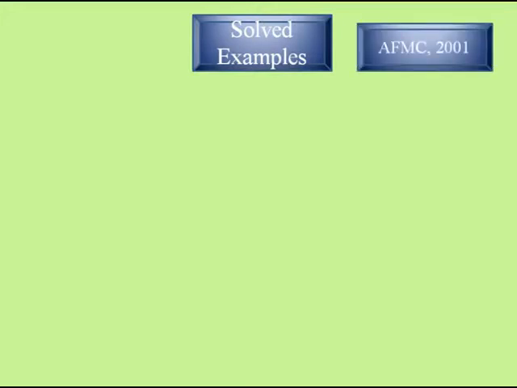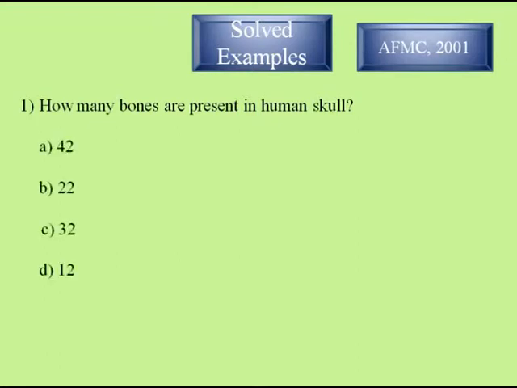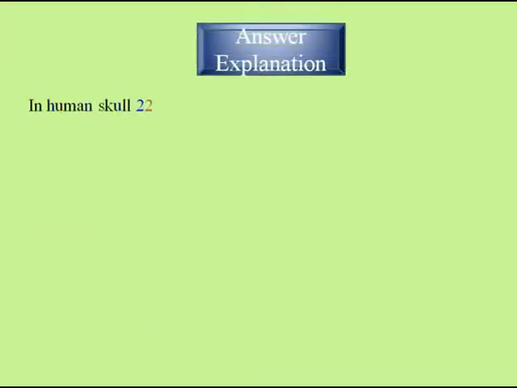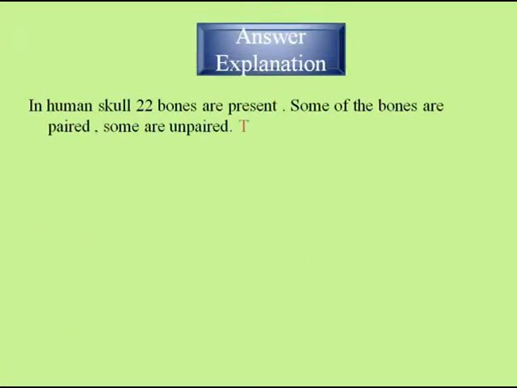Now here are some solved examples from some competitive examinations. First one from AFMC 2001, and the question is, how many bones are present in the human skull? It's a very interesting chapter. I know you will enjoy it. So, how many bones are present in the human skull? 42, 22, 32 or 12? Hurry up. The right answer is 22, option C. In the human skull, 22 bones are present.